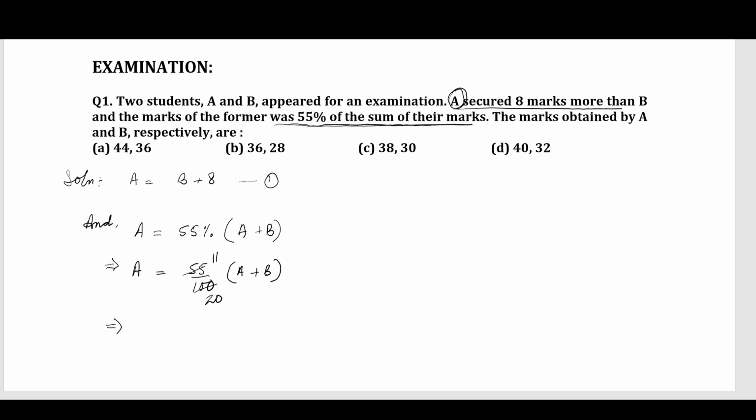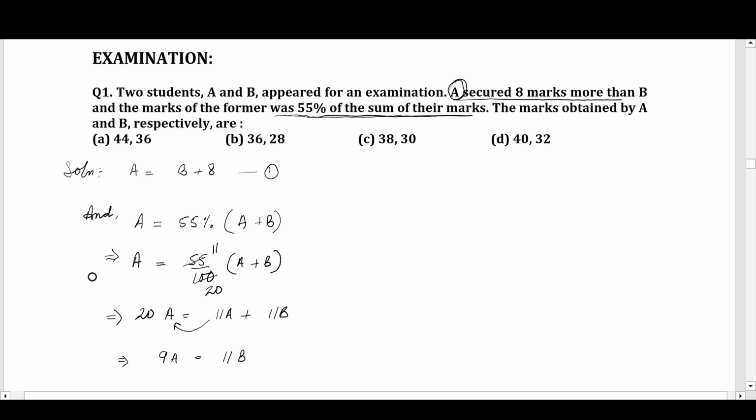And cross multiply: 20 times A will be equal to 11 into A plus B, that is 11A plus 11B. Transferring 11A to the other side, 20 minus 11 is 9A will be equal to 11B.